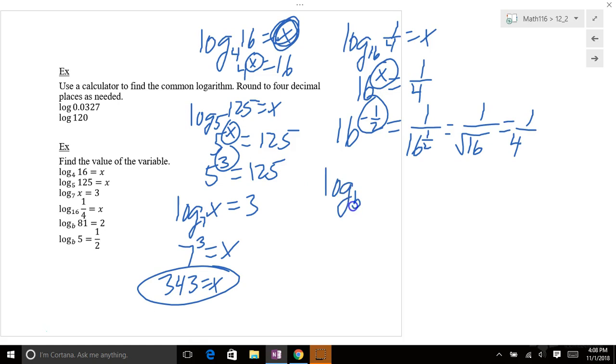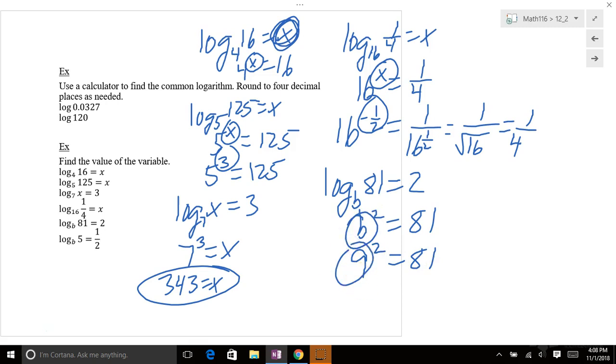Next one, log base b of 81 equals 2. B squared is 81. What does b have to be? Well, b's got to be 9, because 9 squared is 81. So b is 9.